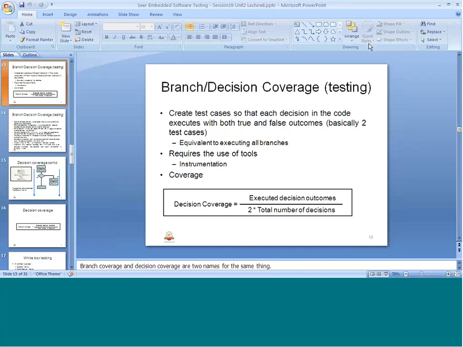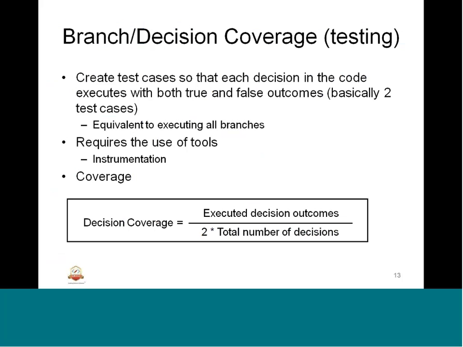Every decision in the code has to be exercised twice. In statement coverage only once is enough, here twice, because the decision will take two paths. That is why we need to have this criteria, very important. So both possible outcomes of the decision, true and false, should be executed in order to reach decision coverage.